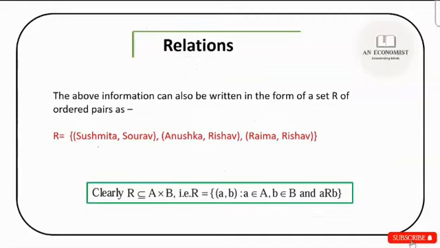Now how to write this? The above information can be written in the form of a set R. That is, simply put curly braces around these ordered pairs and this will give you the relation that is mentioned in the question, right? So what we have learned is that a relation is nothing but a subset of the Cartesian product. I hope now this is clear to you why we have discussed Cartesian product beforehand. If you haven't watched this video, I would recommend you to check it out. I will give the link in the description box.